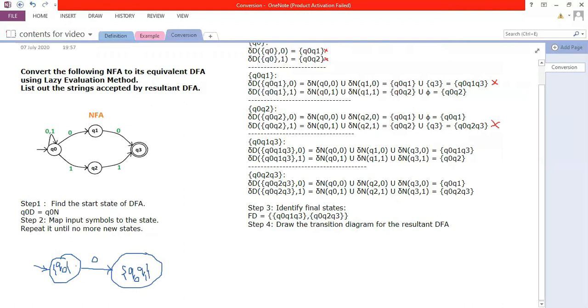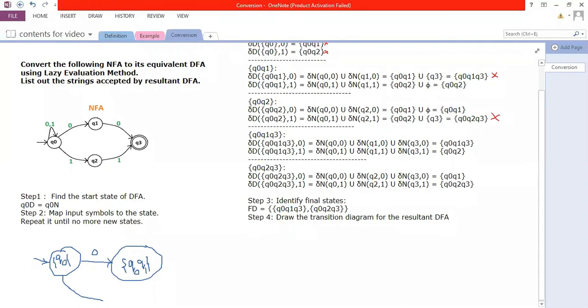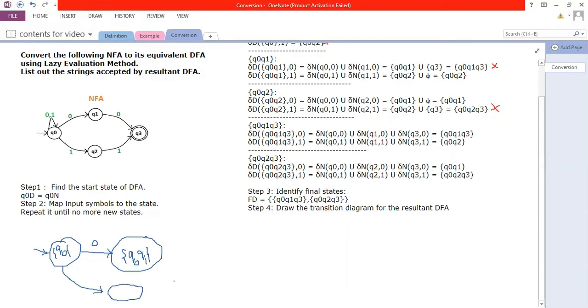Similarly, from the state Q naught with the input symbol 1, it is Q naught Q2. From the state Q naught with the input symbol 1, it is Q naught Q2. I think this part is clear.